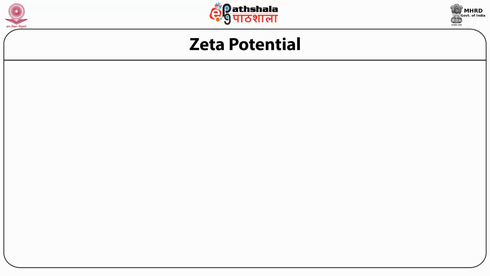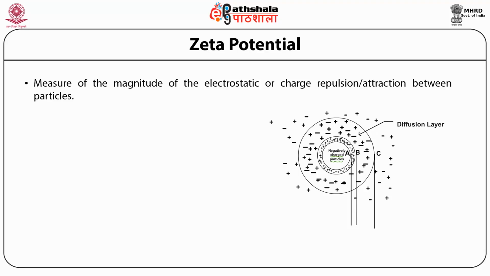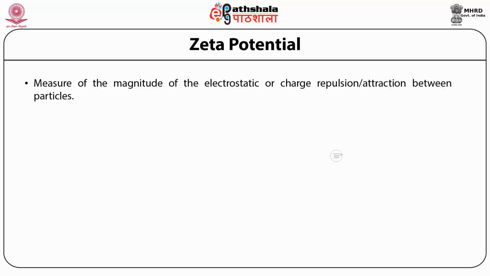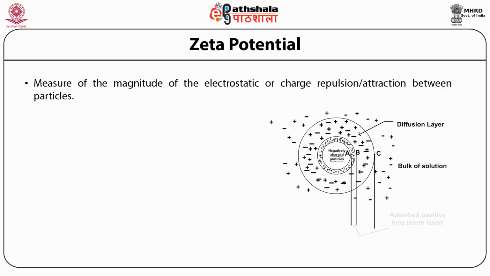Zeta potential. Zeta potential is defined as a measure of the magnitude of the electrostatic or charge repulsion or attraction between particles. The majority of the colloidal particles, including liposomes, carry an electric charge on their surfaces in suspension form. This surface charge can be a result of either the inherent nature of the constituting lipid or their interaction with the surrounding medium. The groups present on the surface of the liposomes may get ionized.